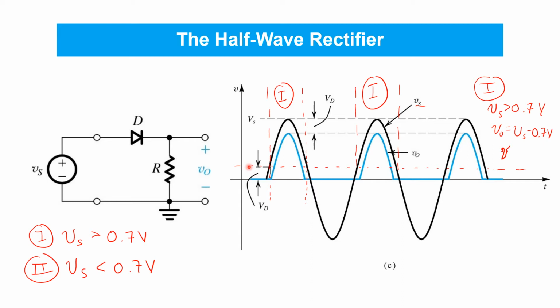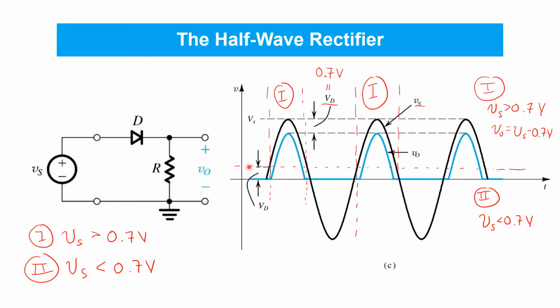And within those time windows, we see that the output plotted in blue is following the input Vs, but shifted down by the diode voltage, which with a constant forward voltage drop model is equal to 0.7 volts. The other case of interest is when Vs is less than 0.7. That's whenever the black waveform is below the horizontal red dashed line.